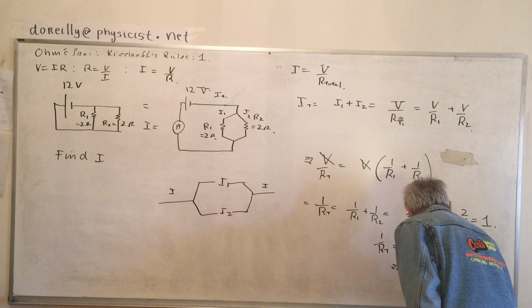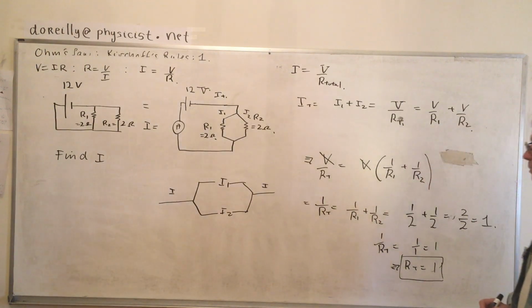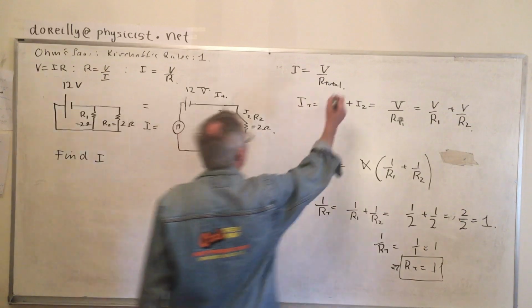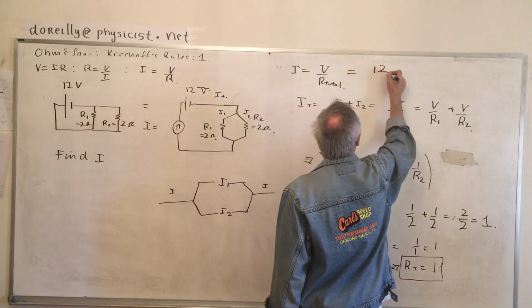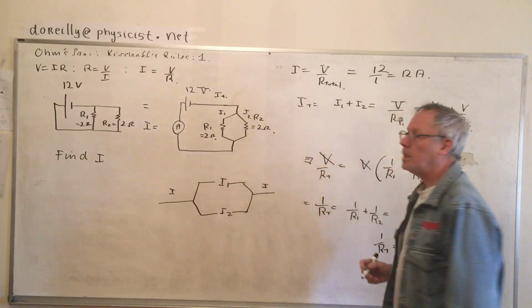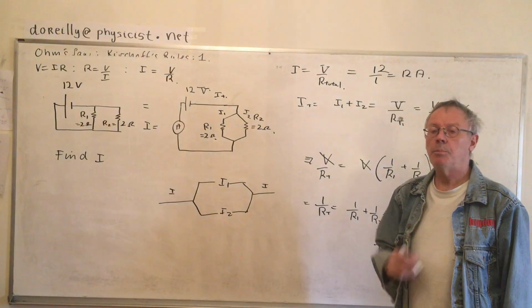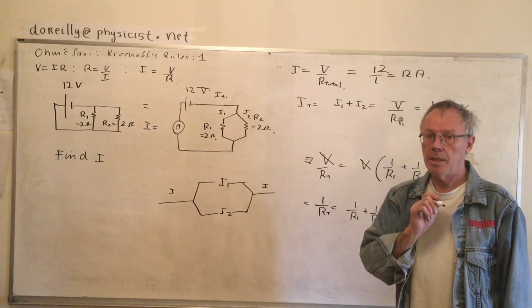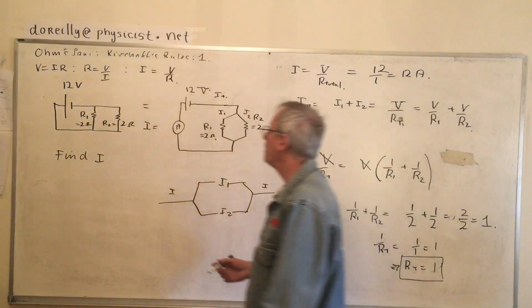In this case here I made it too easy. I made R total equal to 1, so I can say that I is V over R total, and 12 over 1 is 12 amps. But let's do it differently this time. Let's use different numbers, and the whole thing still works out the same.